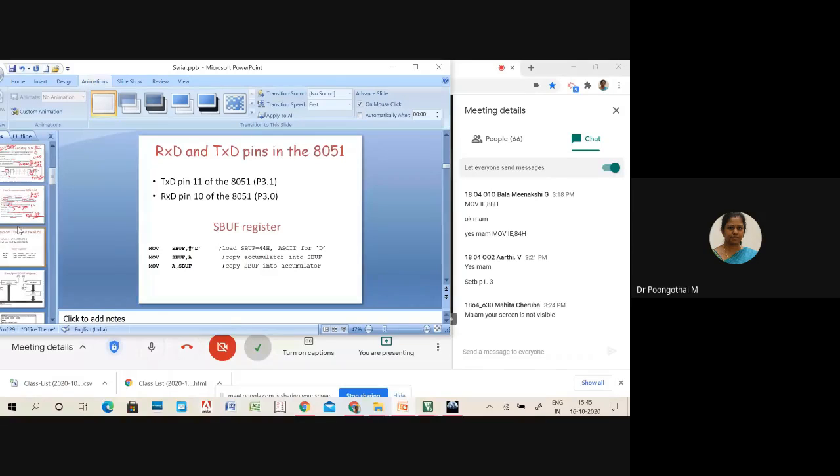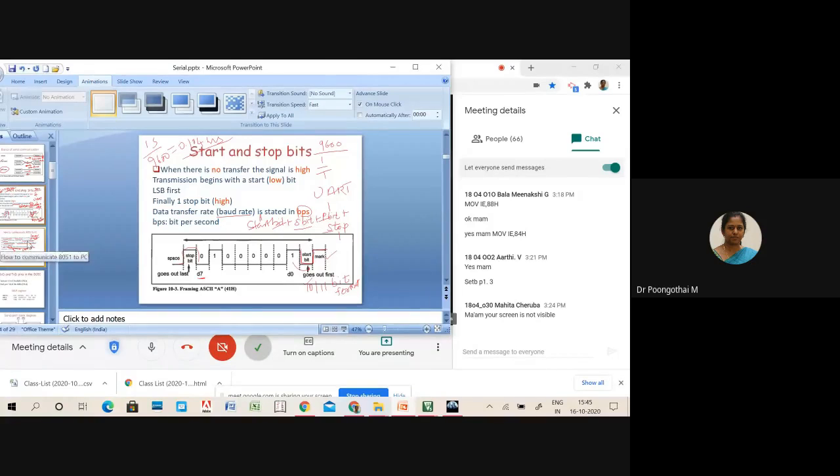Any doubts regarding baud rates? Serial communication data rate is measured in terms of baud rate. Baud rate is a modem terminology, measured in bits per second, that is 1 by T. In most of our 8051 applications we use the baud rate value 9600. In order to generate the baud rate, we have to use timer 1 in mode 2, that is auto reload mode.